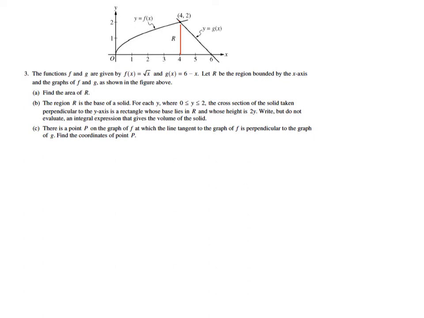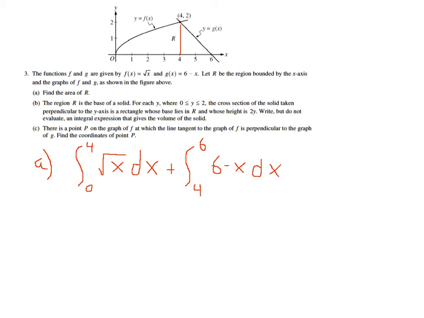So the area is going to equal, for part A, the integral from 0 to 4 of the square root of x dx plus the integral from 4 to 6 of 6 minus x dx. Again, that's just the definition of what a definite integral is. It's the area under that curve, or that's one definition anyway.